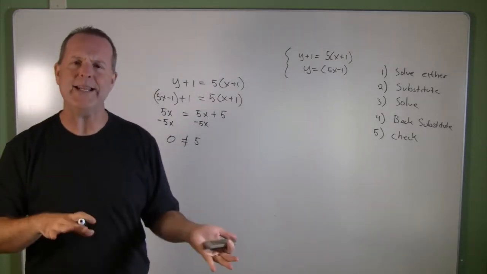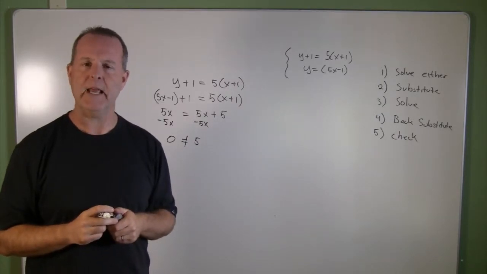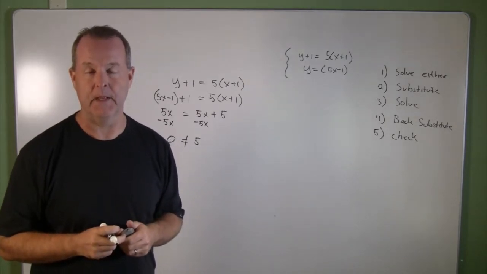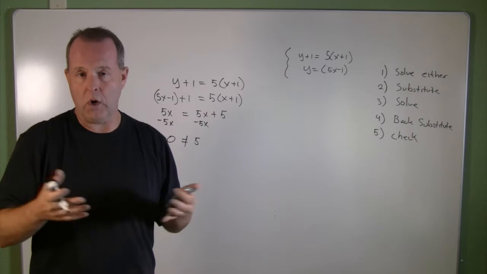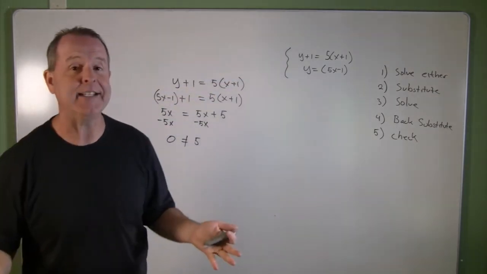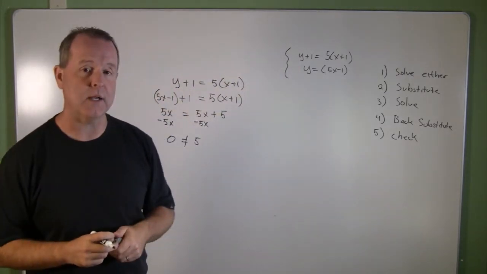So what do you think that might tell me about my system that I have here? Yeah, it tells me that I have an inconsistent system. A system with a null solution or no solution to a particular equation. I can't find any x and y coordinate pair that's true for both of those equations.